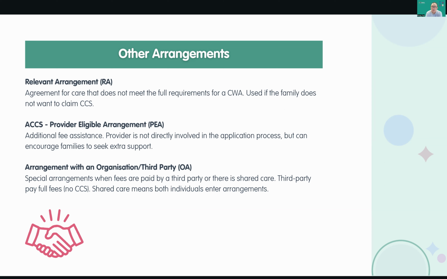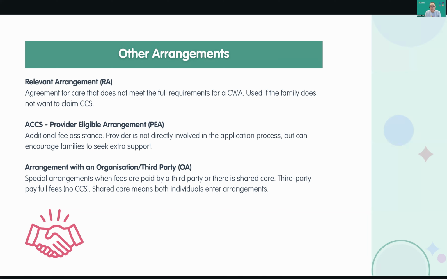In this case, though, one will be under a CWA arrangement because mum or dad is claiming CCS. So that would be for, say, 2 days. Then you would have a duplicate child, and that duplicate enrollment will be under an OA, and those fees will then be invoiced directly to the third party.